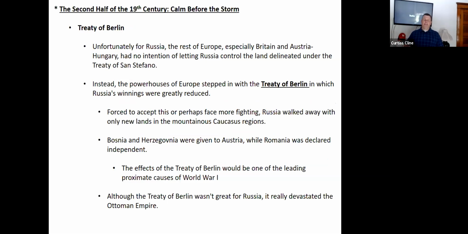Unfortunately for Russia, the rest of Europe, especially Britain and Austria-Hungary, had no intention of letting Russia control the land delineated under the Treaty of San Stefano. Instead, the powerhouses of Europe stepped in with the Treaty of Berlin, in which Russia's winnings were greatly reduced. And this is going to irk and ire Russia, and it's one of the reasons Russia joins in at the beginning of World War I, as we'll see.